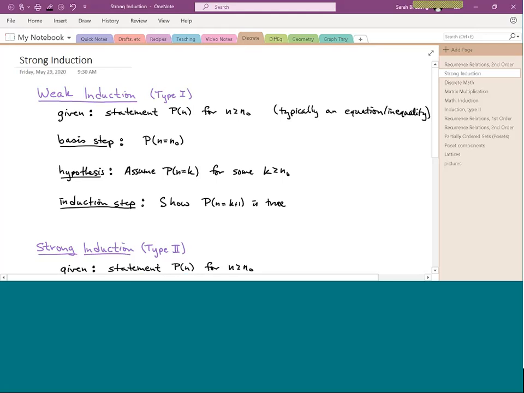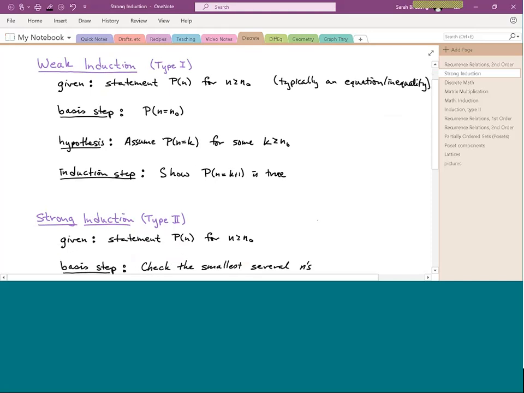All right, so first thing was the recap in terms of the induction we've just been dealing with. The induction we've just been dealing with is the weak induction. This is the one we've exactly been doing. Given a statement, you check the first value for n to see if it works in the statement. You have your assumption step, or your hypothesis step, and then using your hypothesis step, you show the induction step is true. That's regular old induction.